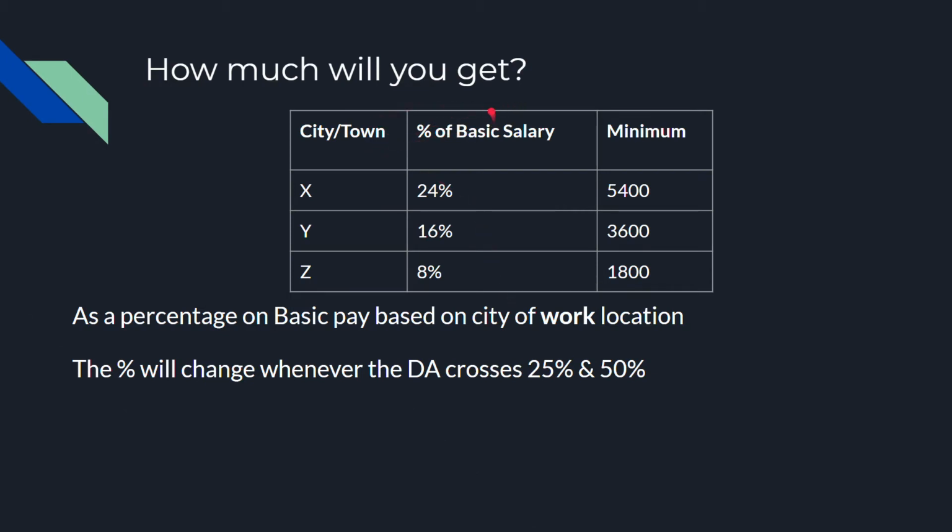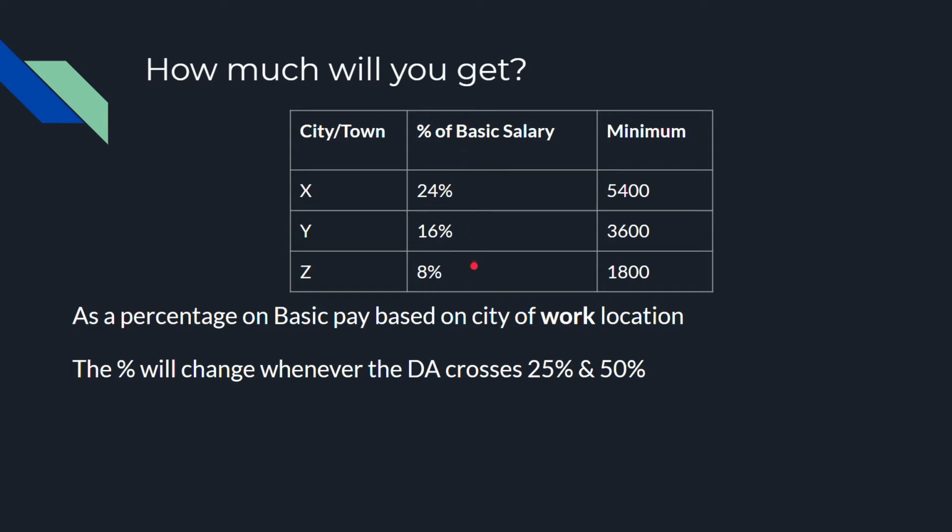How much will an employee get? This will be based on your basic pay, calculated as a percentage of your basic salary. However, how will we get these percentages? This can be taken from this table. The cities all over India are divided into three types for this purpose, namely X cities, Y cities, Z cities. For Z type of cities, this is 8%, for Y 16%, for X 24% of your basic pay.